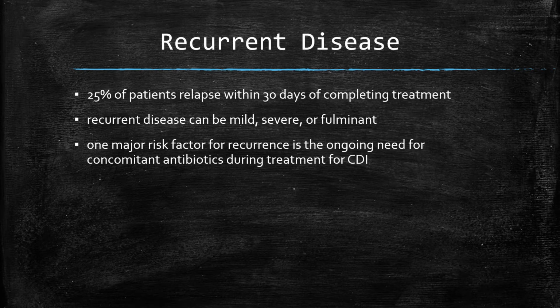One challenge in treating patients with C. diff infections is that about 25% of patients relapse within 30 days after they finish their treatment. And this relapsing disease can be more serious than the index disease. One major risk factor for this is in patients who need ongoing antibiotics for another infection. For instance, if someone needs 6 weeks of antibiotics to treat osteomyelitis, and then they develop C. diff, after they are finished treatment for C. diff, they're still going to need their antibiotics for the osteomyelitis, setting them up for another bout of C. diff.